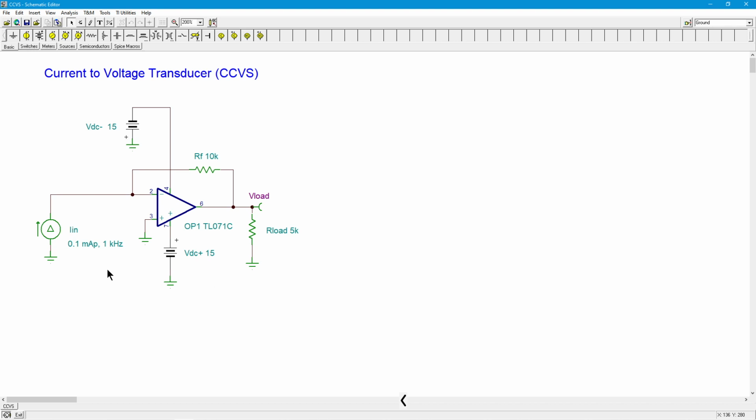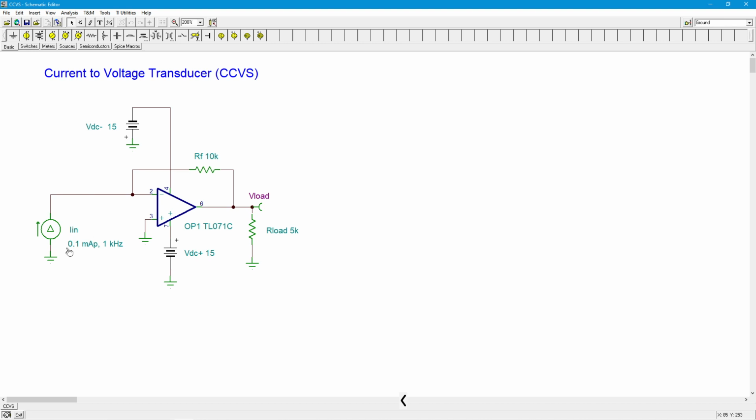All right. So what would be a typical source for something like this? What's a typical usage of this kind of circuit? Well, a digital to analog converter is a perfect example. A digital to analog converter is modeled as a current source.